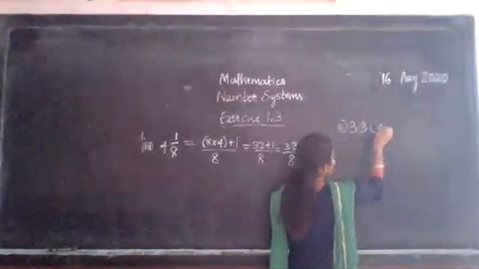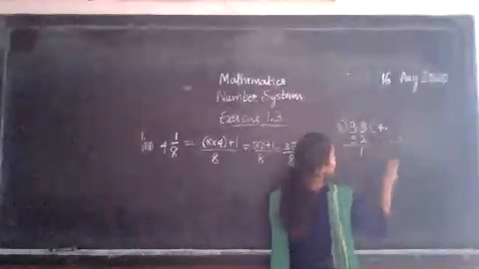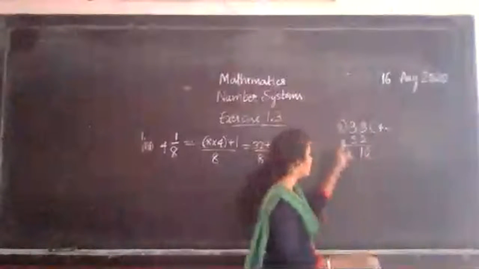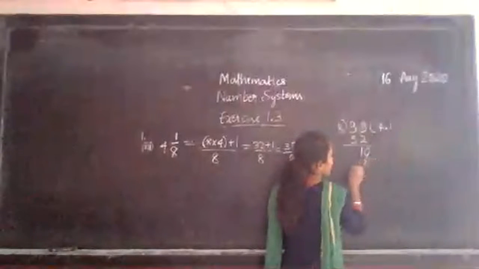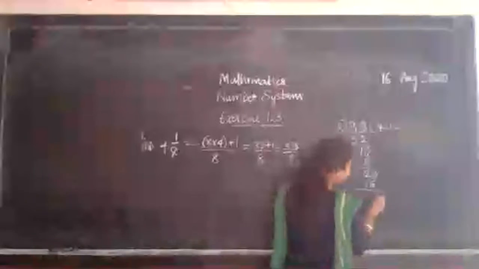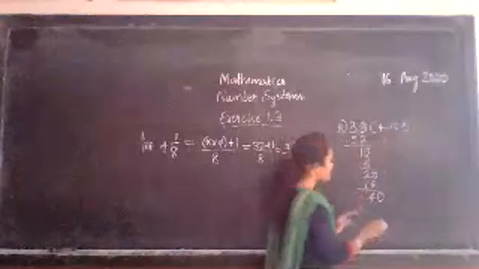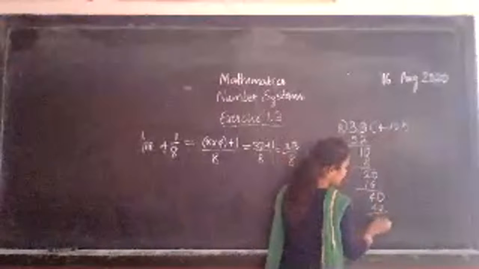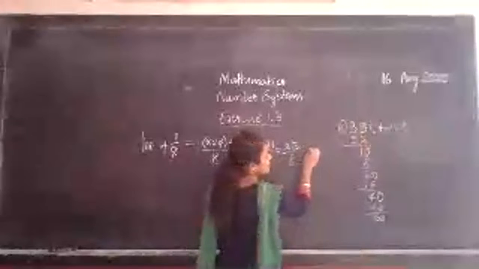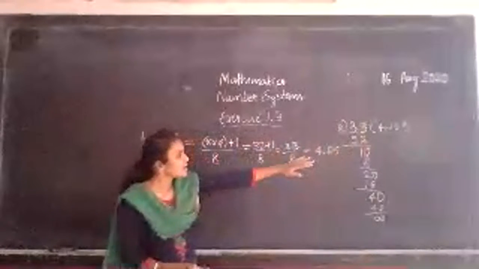Now 8 fours are 32. Remainder is 1. I put a point there. If I put a point, I can take a 0 here. Now 8 ones are 8. 2 is the remainder. Okay. 8 twos are 16. Now the remainder is 4. So now 8 fives are, now there is a point, 4 is not divisible by 8, so I will write a 0 here. Now 8 fives are 40. Therefore the remainder is 0. That means the value of 33 by 8 is 4.125.